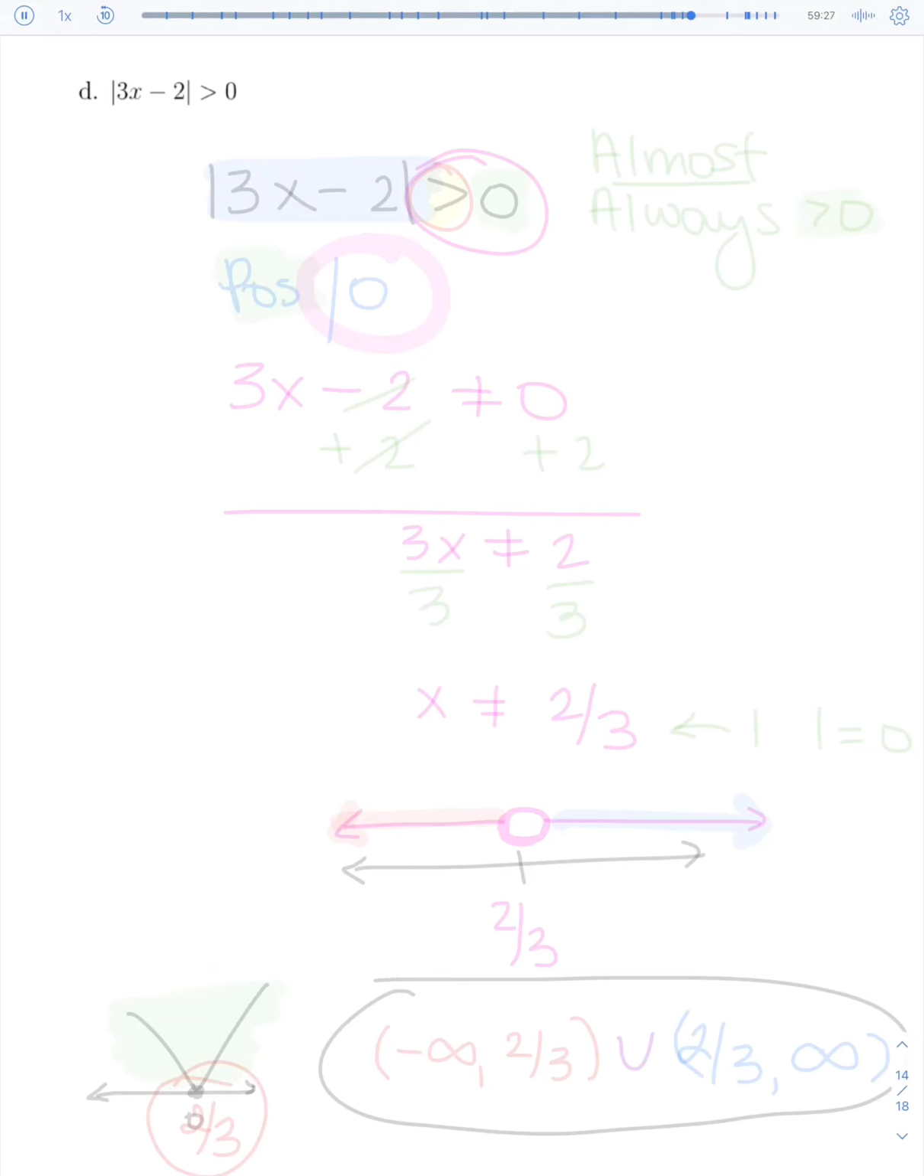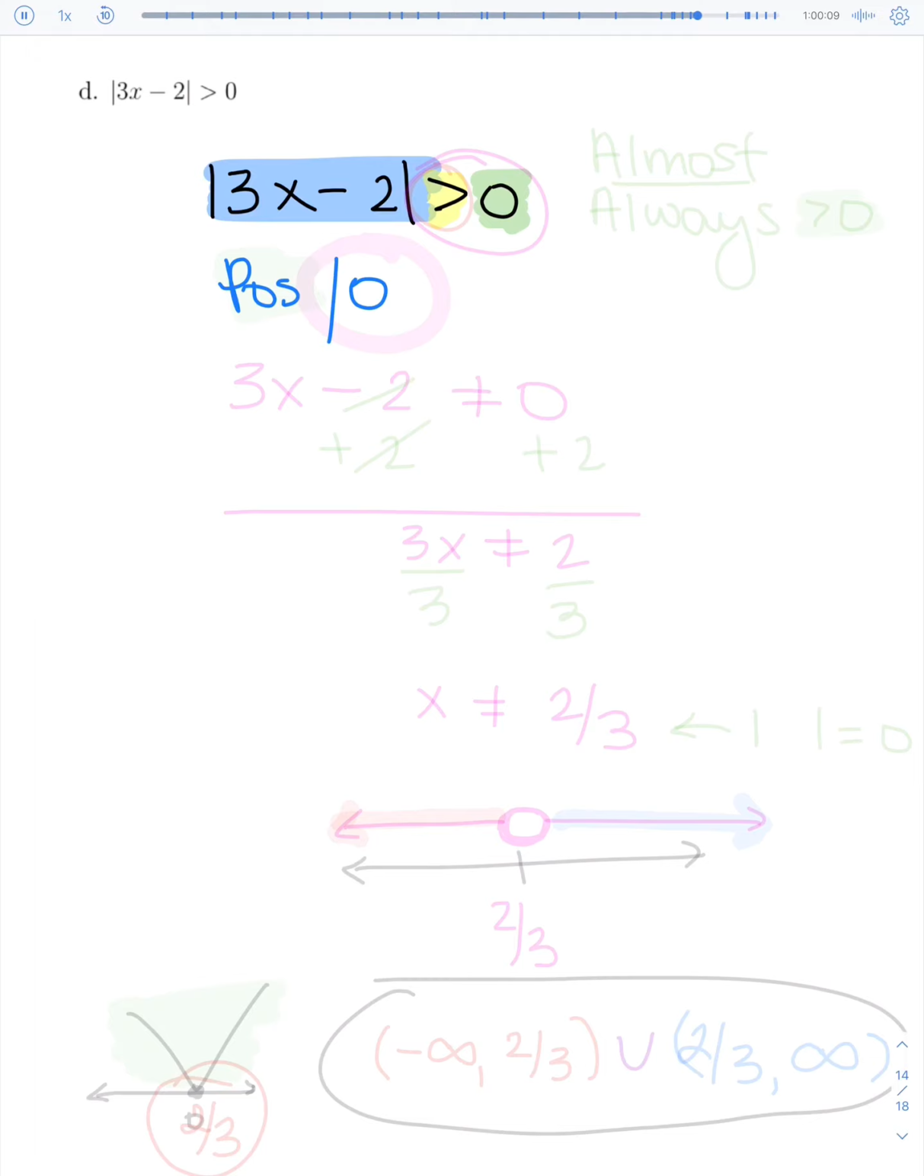D is a little bit different because we have the absolute value of 3x minus 2 is greater than 0. Well, let's take a look at what that actually means. We've got an absolute value, which is going to be positive most likely, but could be 0 somewhere. And we're asking, when is this absolute value going to be greater than, what value is on the other side? 0.